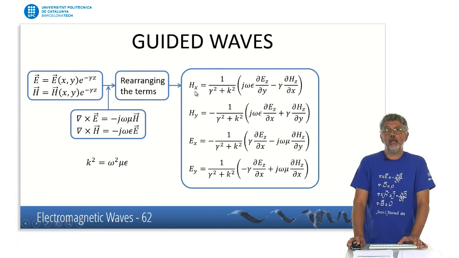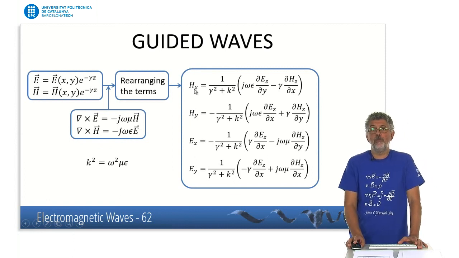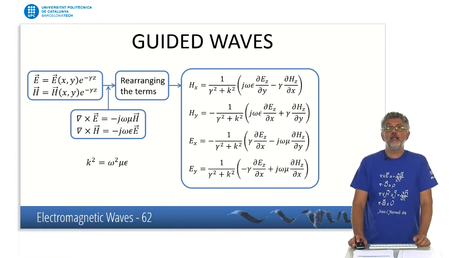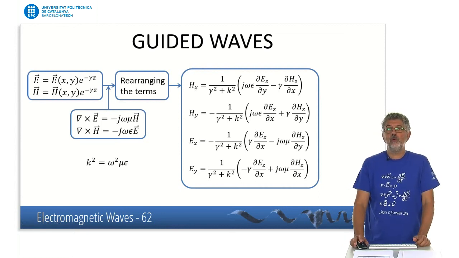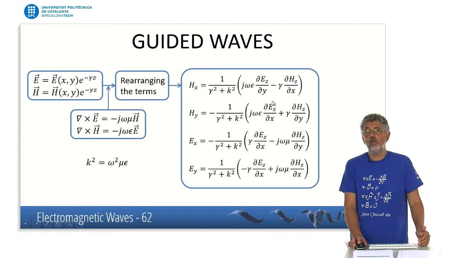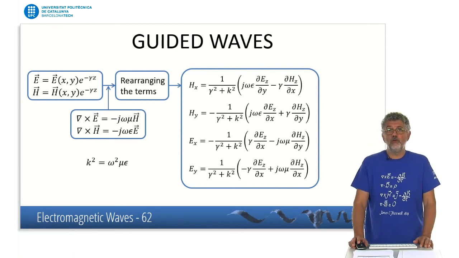here we have the x component and the y component of the magnetic field, and we will call these components the transversal components because they are perpendicular to the direction of propagation. They can be found if we know the z component of the electric field and the z component of the magnetic field. Now, the z components of the fields we will call the longitudinal components, because those are the components whose direction is coincident with the direction of propagation.